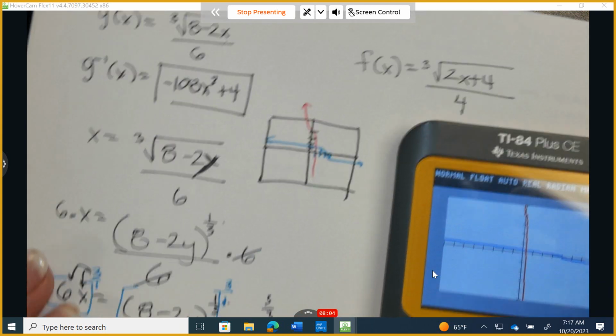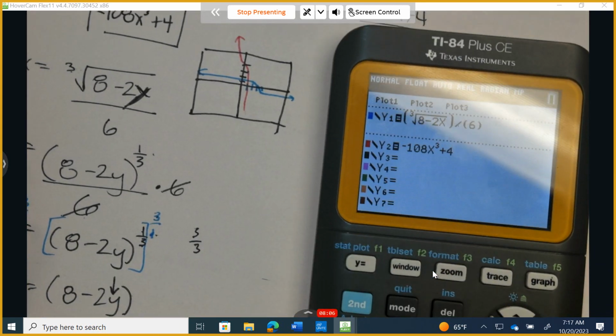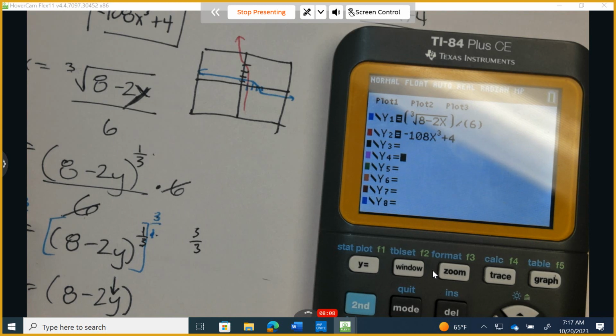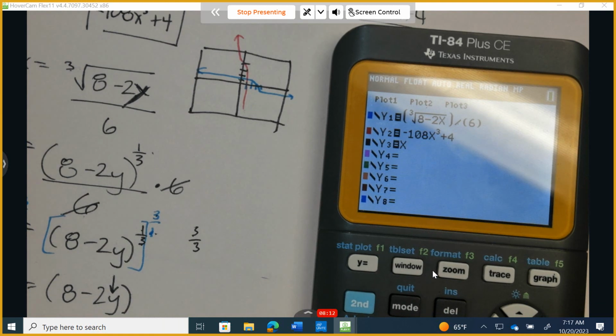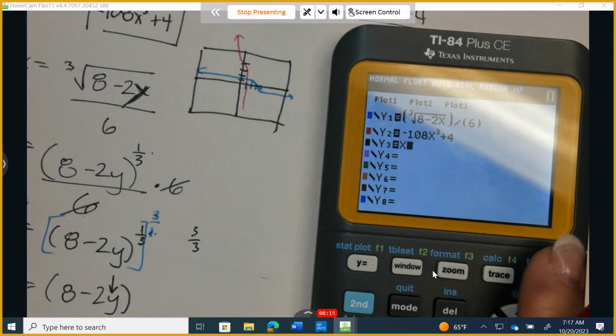Okay, maybe you remember this from freshman year algebra. Go back to your third option, and let's go back and make it black. I want you to type in just a singular x. Now hit graph.